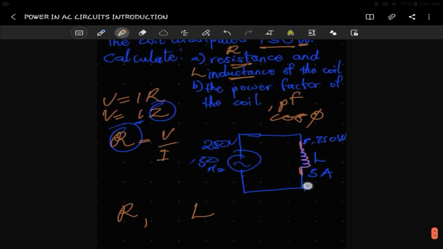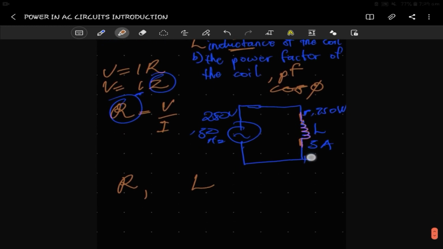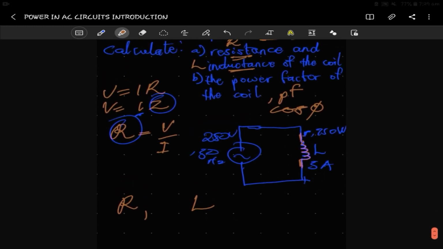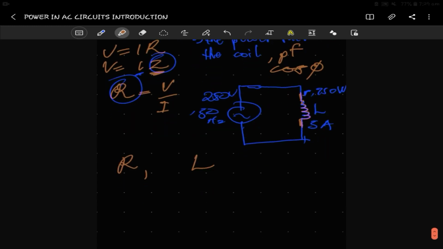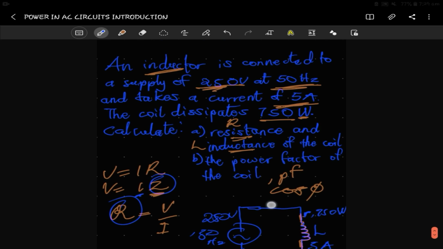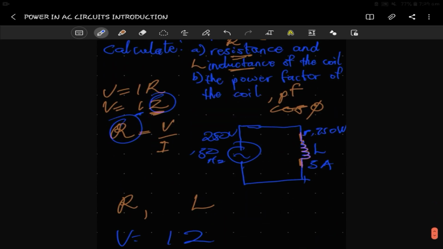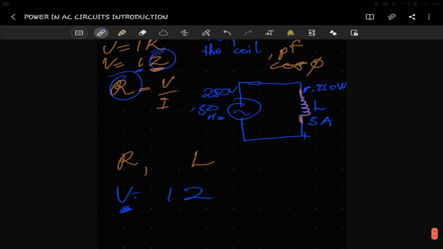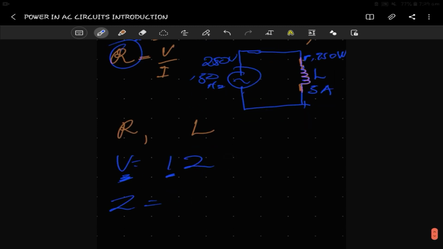We have to find one of them, or we can find the other. But then we need Z, right? Okay, so let's see. So the equation will be V is equal to IZ. We know the voltage across the inductor, the coil, and we know the current across it. So we can find the Z. That means that Z is equal to V on I.